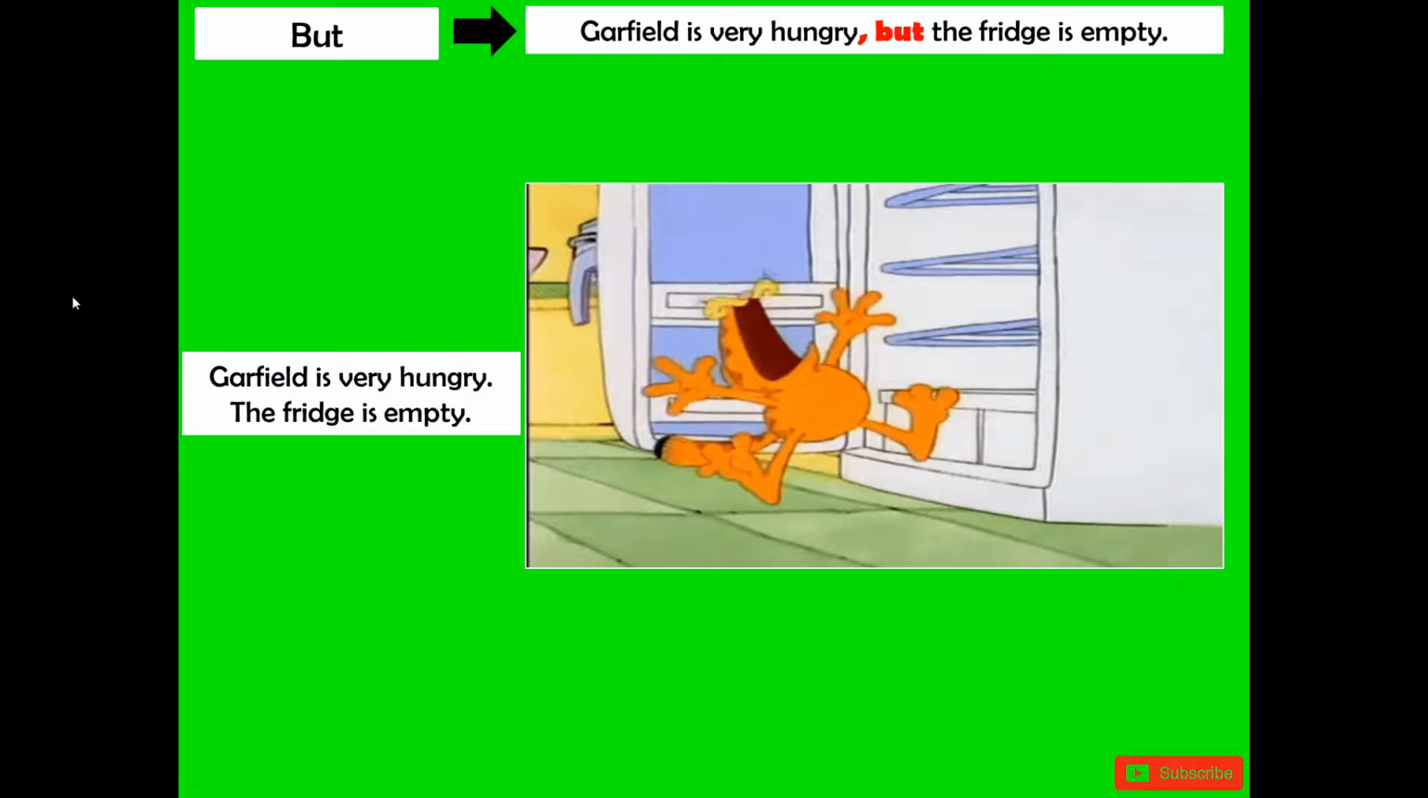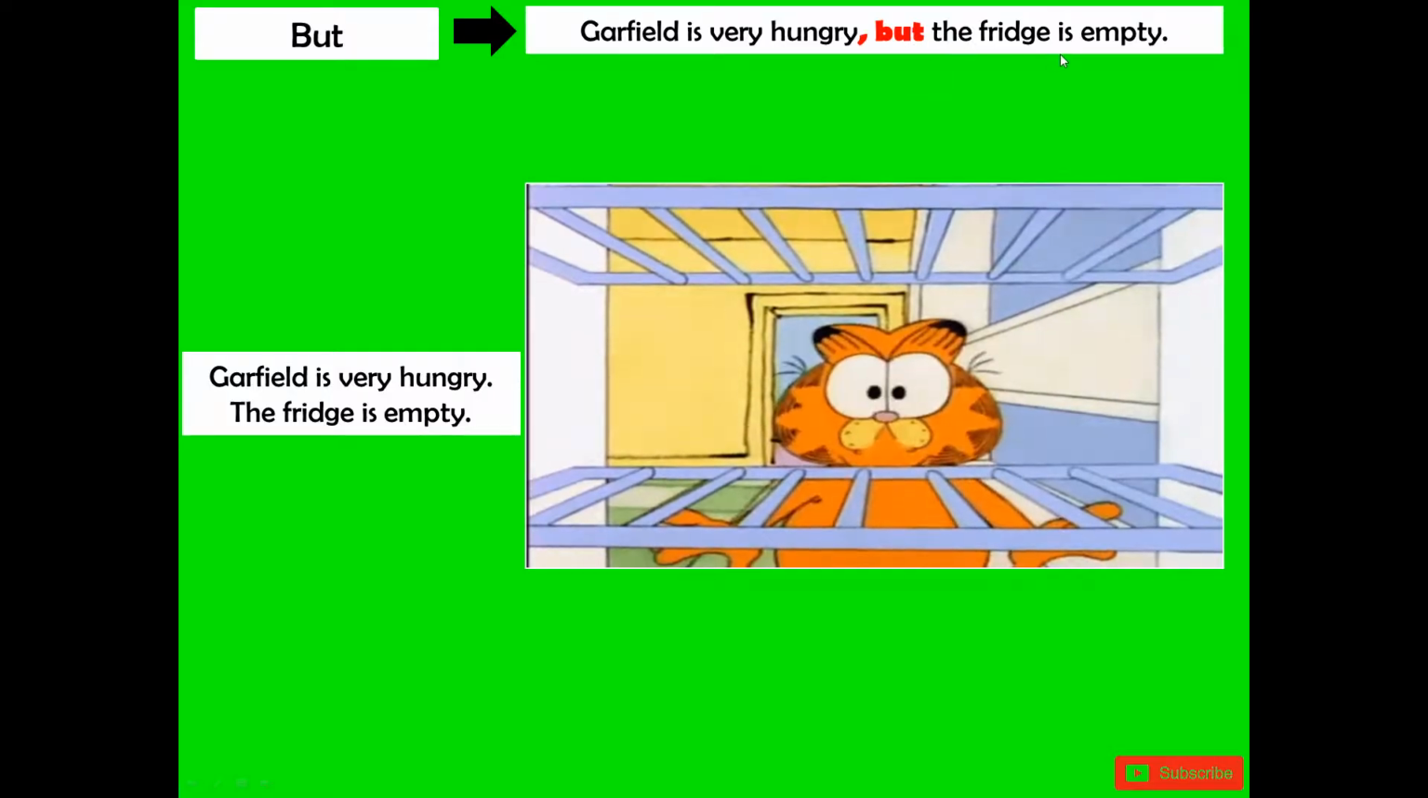I think you know this character. It's Garfield. Okay, here we have two ideas. We have Garfield is very hungry. The fridge is empty, right? We are going to join these two ideas using the connectors we have just seen for contrast. So let's start with but. We can say Garfield is very hungry, comma, but the fridge is empty.